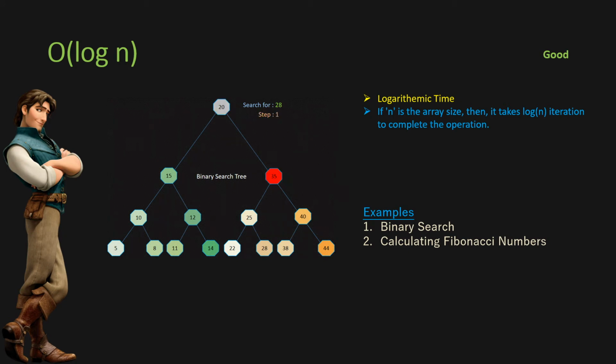Thus in O(log n), if n is the array size, it takes log n iterations to complete the operation. Some examples of O(log n) algorithms are binary search, calculating Fibonacci number, etc.